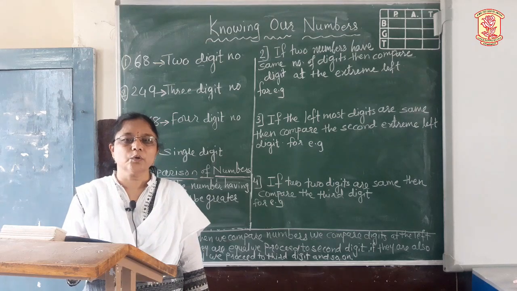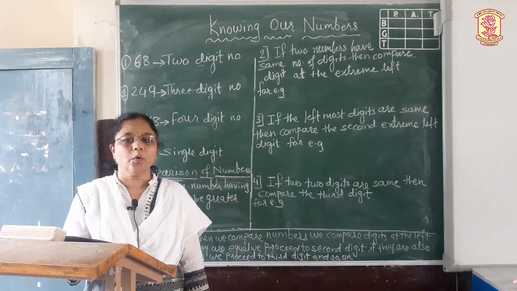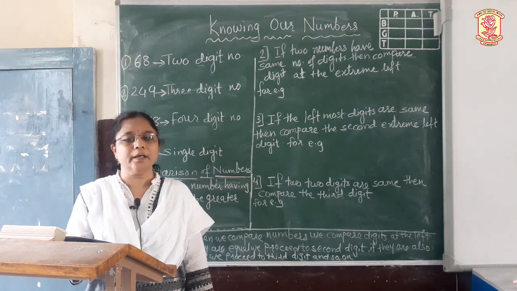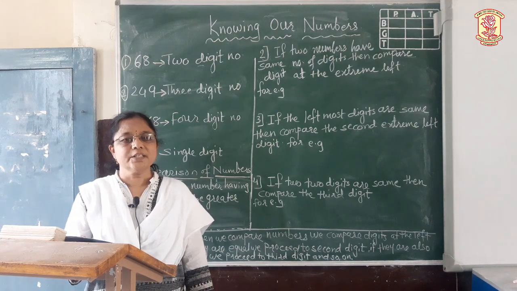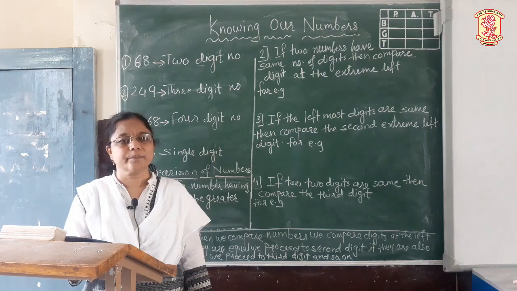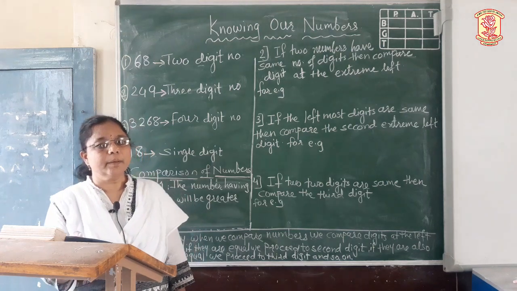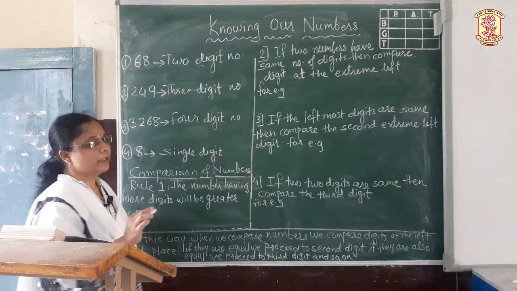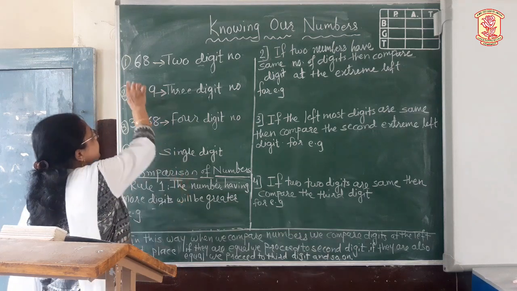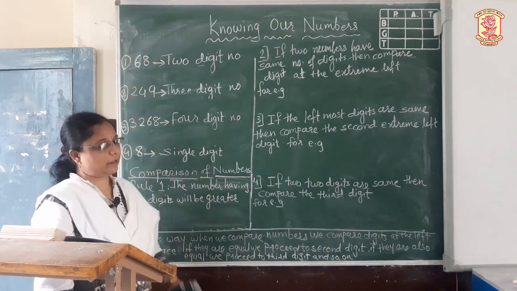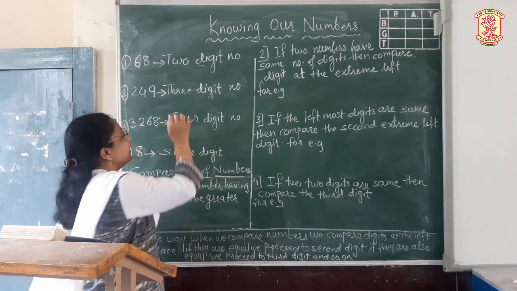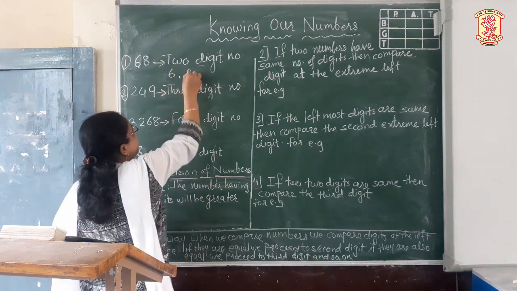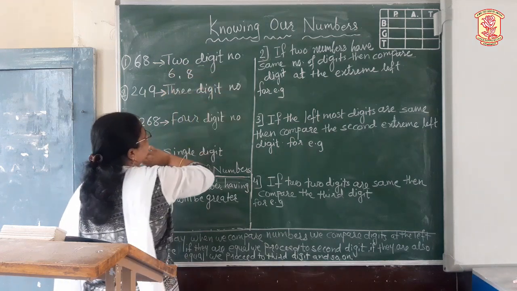Good morning, dear students. Today we are going to start with our first chapter, that is knowing our numbers. Some numbers are here on the blackboard. First number is 68. 6 and 8 are the digits in this number, and that is a 2-digit number.